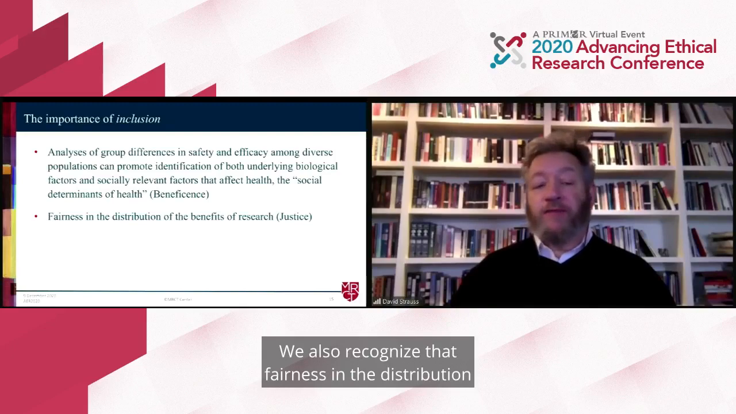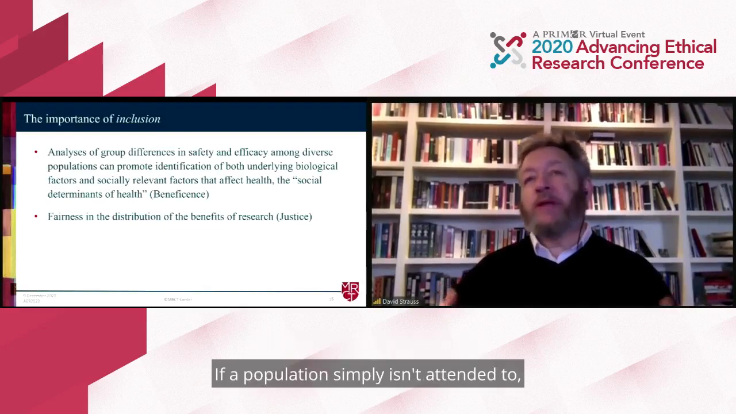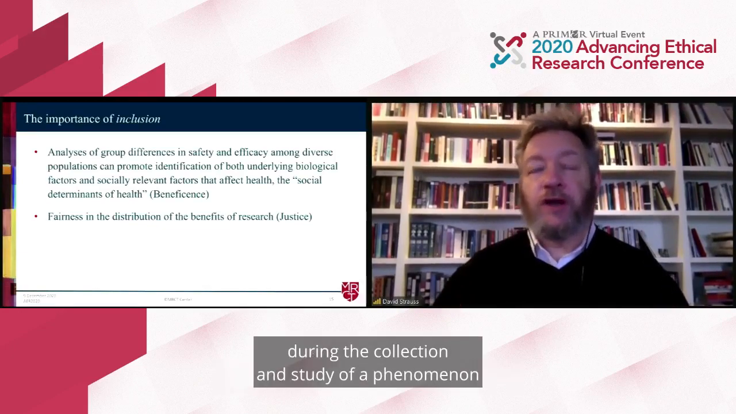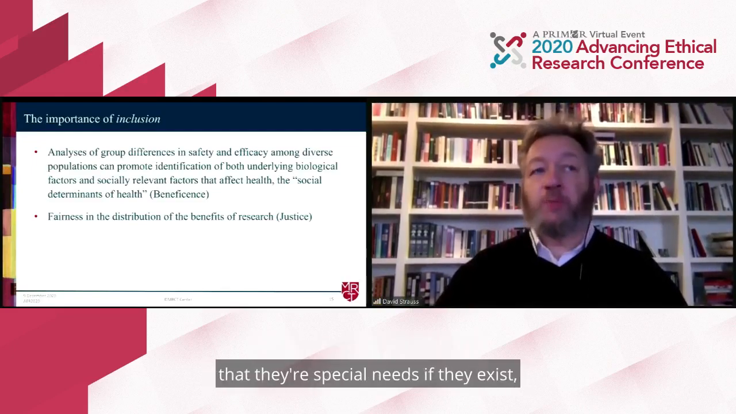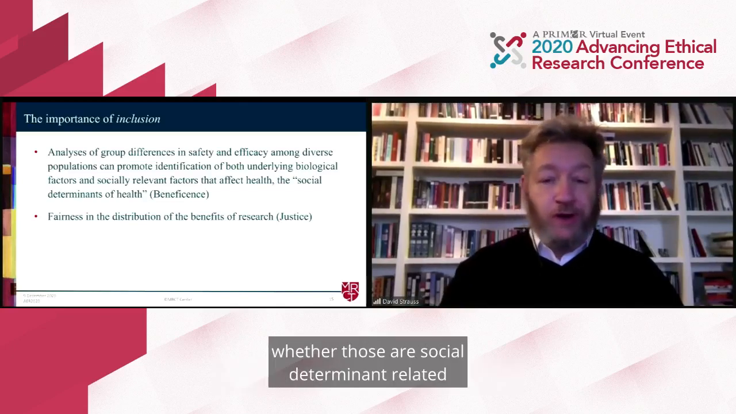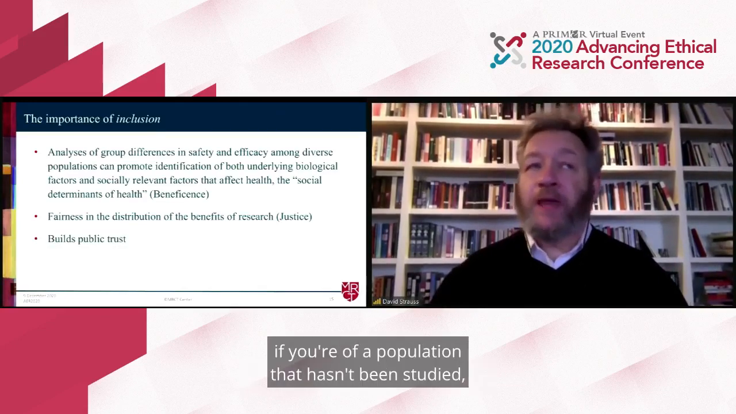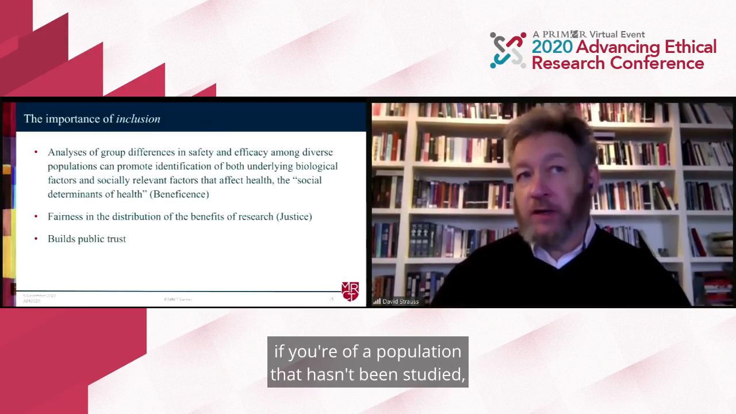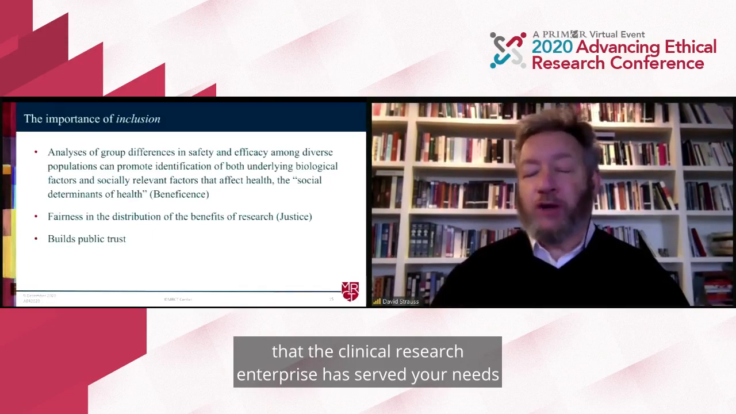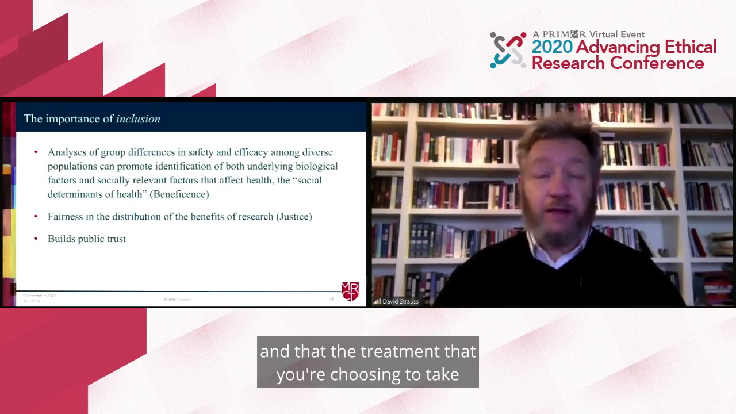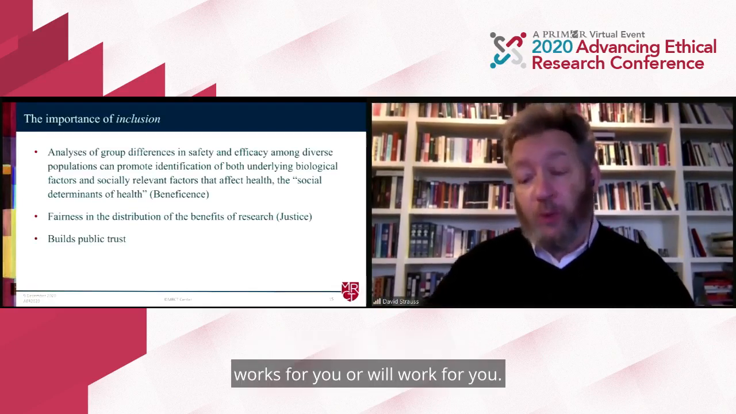We also recognize that fairness in the distribution of the benefits of the research requires inclusion. If a population simply isn't attended to during the collection and study of a phenomenon or a disorder, we can't comfortably say that their special needs, if they exist, whether those are social determinant related or biological, can be addressed. And then finally, if you're of a population that hasn't been studied, then I think it's hard for you to feel trusting that the clinical research enterprise has served your needs, and that the treatment that you're choosing to take and that your doctor is choosing to give you works for you or will work for you.